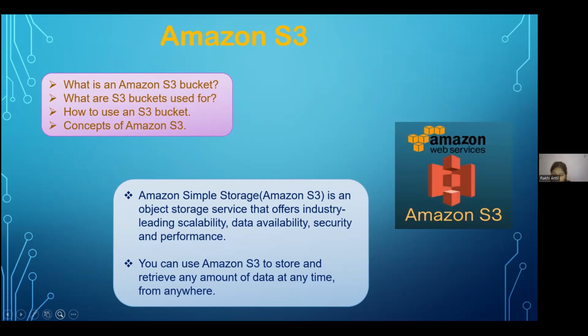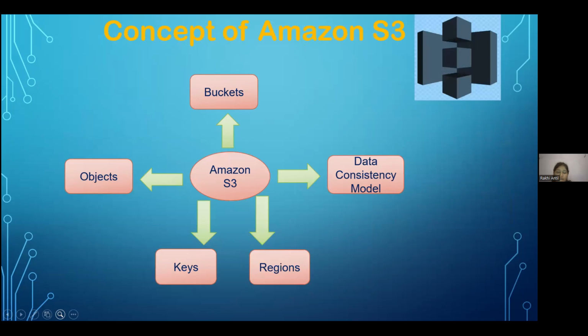Your bucket can store objects from different S3 storage tiers. Then the user specifies access privileges for the objects stored in the bucket using the AWS Identity and Access Management service, bucket policy, or access control list. Next is concept of Amazon S3.